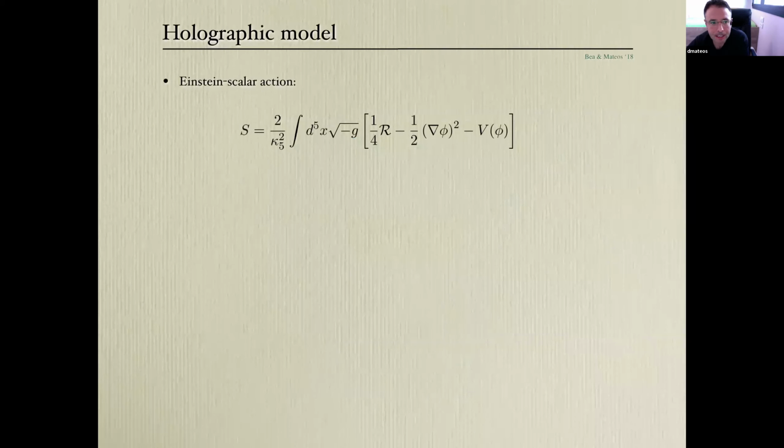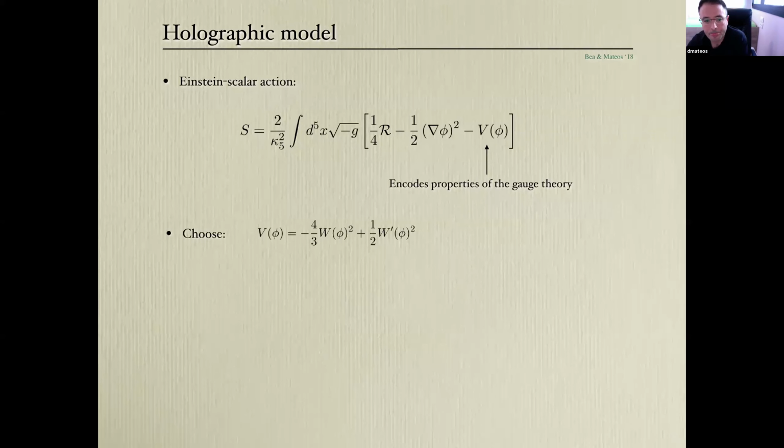Okay. So the model that I'm going to be using is the simplest model, or one of the simplest models you could think of, which is simply gravity in five dimensions. This is the Einstein-Hilbert term, coupled to a scalar field with an appropriate potential that encodes all the properties of the gauge theory. So changing this potential or specifying this potential is the gravity analog of specifying the dual gauge theory Lagrangian, if you want. And I'm going to choose this potential. This is simply for technical convenience. There's nothing fundamental about this.